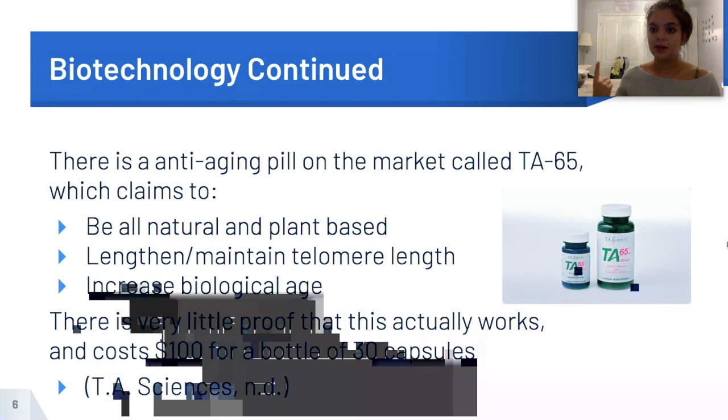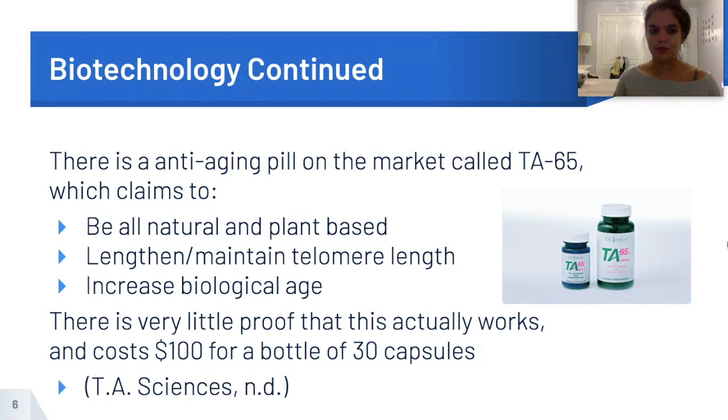There is one anti-aging product on the market that targets the telomeres, and that is an anti-aging pill called TA65. This claims to be an all-natural plant-based pill that allegedly lengthens, rebuilds, and maintains telomere length and overall increases your biological age, making you therefore live longer.